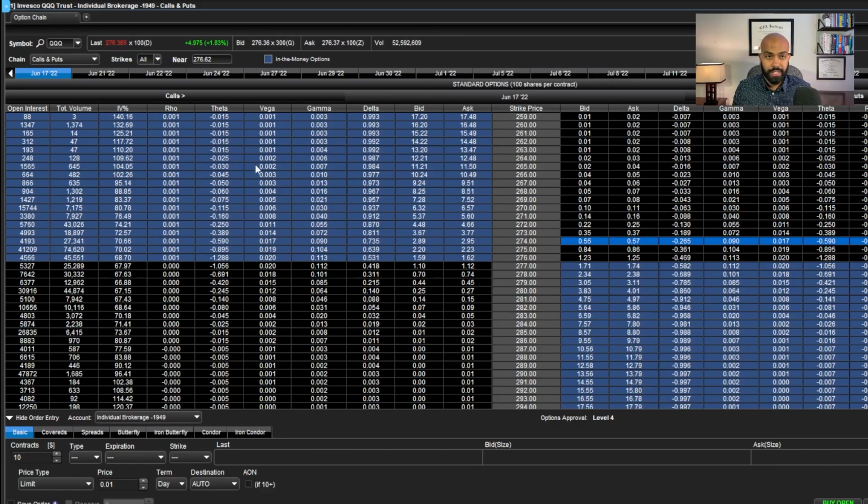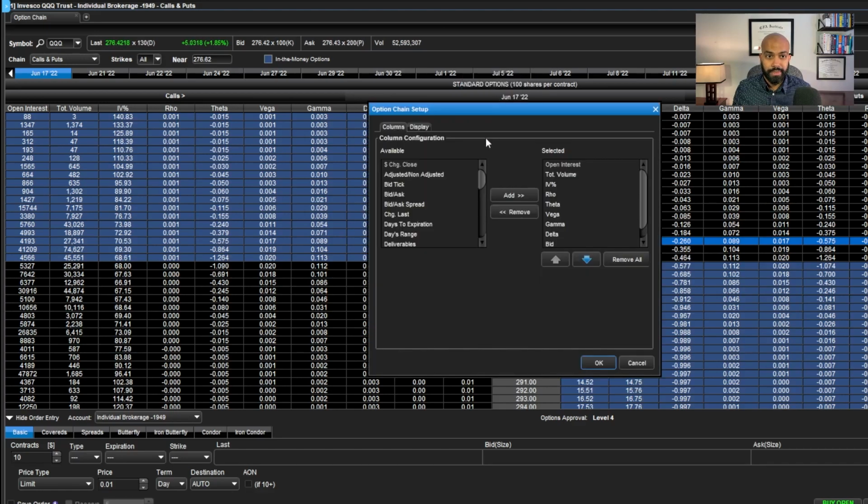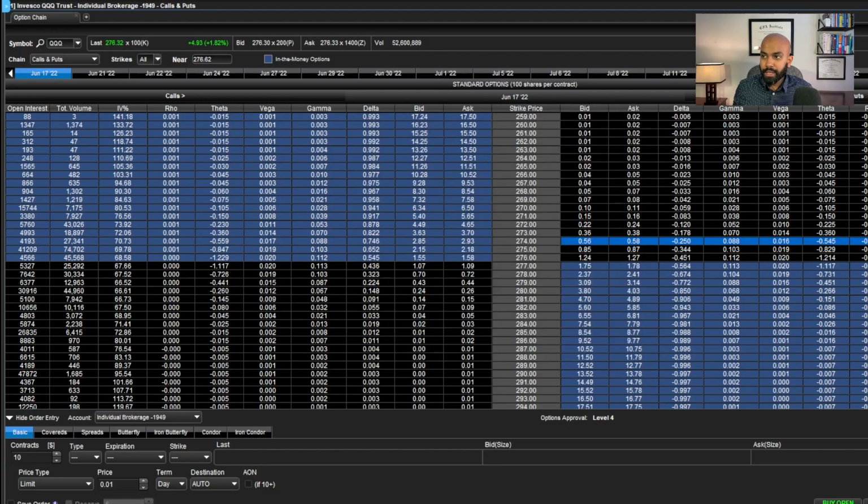you want. To customize what you actually see, you come up here, you right click, click columns, and then you can see all the available columns that you can use. And then click add and remove as you see fit. So let's take a look at this at a high level.